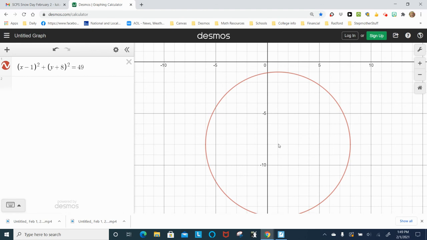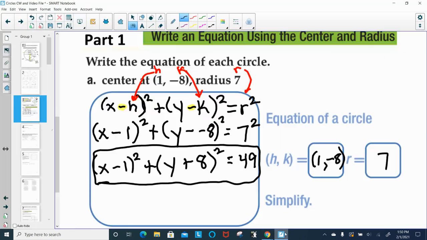So it's very possible that I did this correctly. So from that point, let's count the radius and see if it's 7. 1, 2, 3, 4, 5, 6, 7. So our radius is 7. And we have written the equation correctly. We have the circle with a center of 1, -8 and a radius of 7.